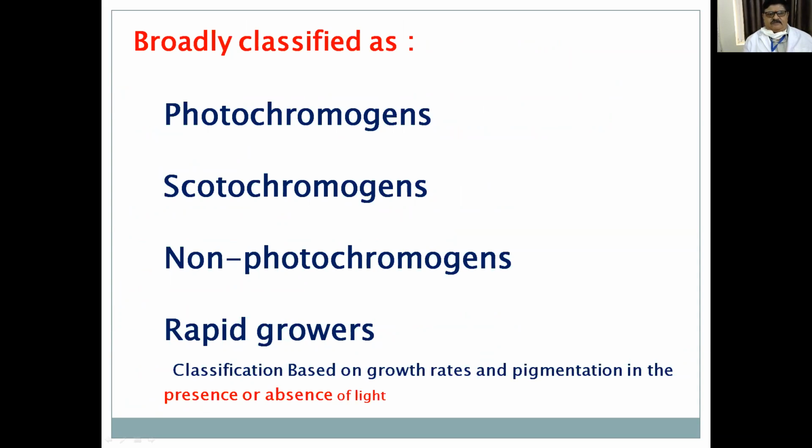Okay? So broadly classified as non-tuberculous Mycobacteria: photochromogens, that is, they produce pigment in the presence of light. Scotochromogens, without light, that is in the dark, they produce pigment. Non-photochromogens, whether light is there or not, they produce pigment. And rapid growers. This last category is very important because they confuse us. So this is the classification of non-tuberculous Mycobacteria.